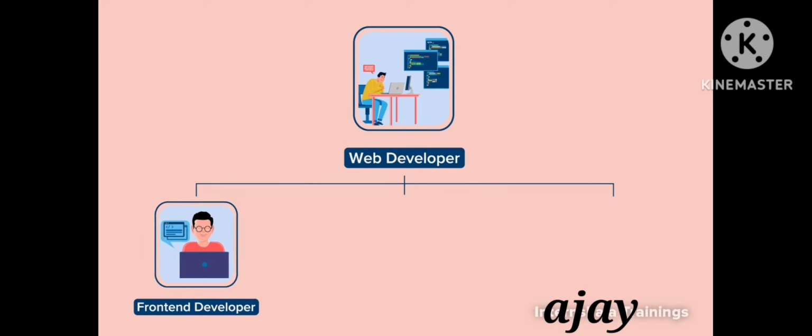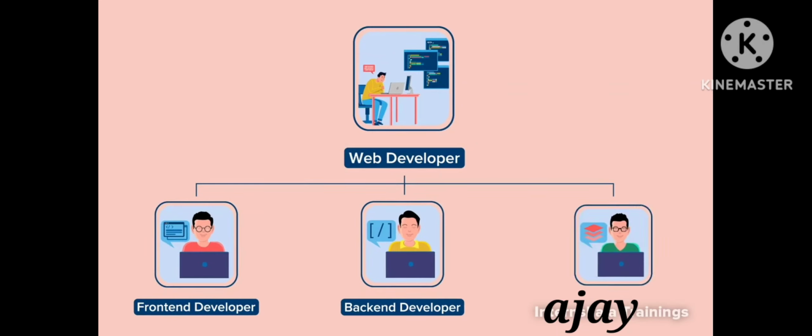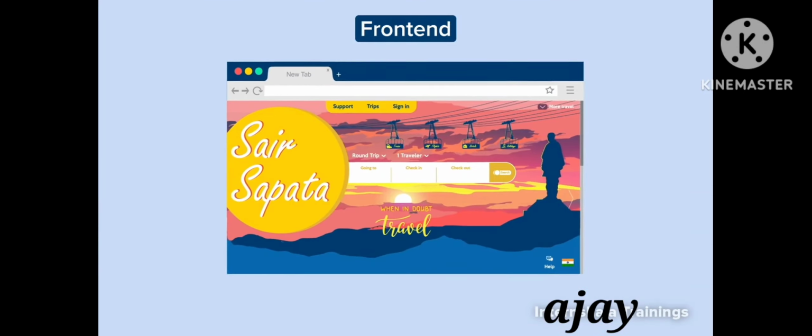There are three types of web developers: front-end web developer, back-end web developer, and full-stack web developer. Let's understand what we mean by these terms. Front-end means the technologies which run on the user side. In simple words, front-end means how a website looks, and the person who creates this part of the website is called a front-end web developer.